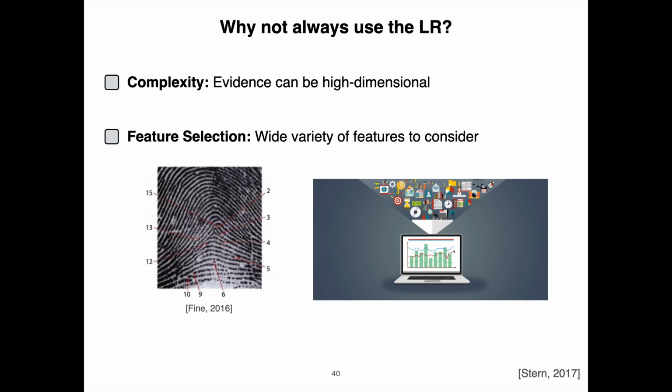Not only that, but feature selection is also a problem. There's a wide variety of features to consider. So a good example here is in fingerprint analysis, minutiae, or characteristic features of fingerprints. The more minutiae we have of a print, the better our numeric summary of the evidence can be, the better the likelihood ratio can be. And this problem, again, is exacerbated in digital evidence where, do we consider just file access events, or do we consider the geolocation of the device, or network traffic on the device, etc.